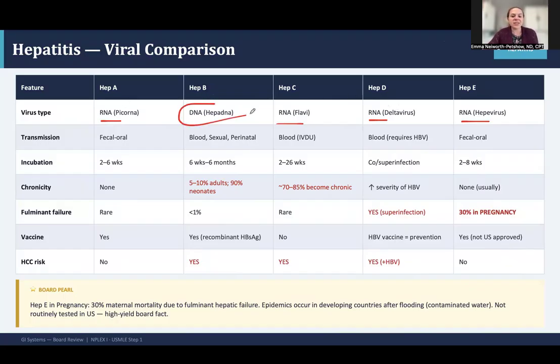Hep B is the cheese that stands alone. It is a DNA-based virus. So that is an important one to note, to just keep in mind. You do need to know DNA versus RNA, double versus single-stranded, all of those pieces for NPLEX 1.